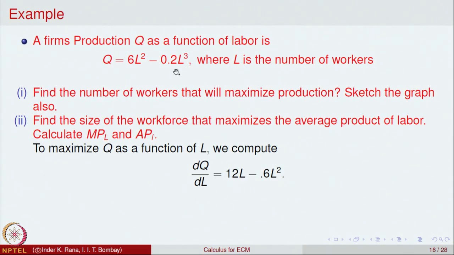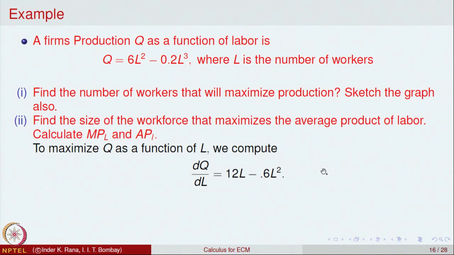So, q as a function of L is given by this, and the mathematical problem is to maximize this. For that, we look at the derivative of q. The first term, 6L squared, has derivative 2 into 6, 12L, minus the 0.2 L cubed term, where the 3 comes down, so 3 times 0.2 into L squared, that is 0.6. So the derivative dq by dL is equal to 12L minus 0.6 L squared.